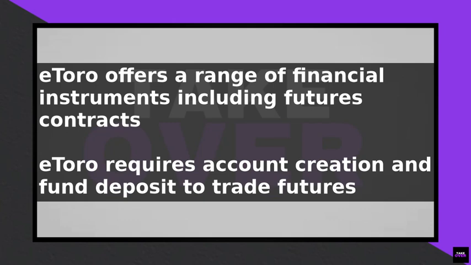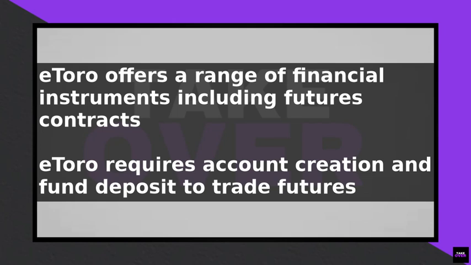Etoro is a well-established online trading platform that offers a wide range of financial instruments, including futures contracts. To trade futures on Etoro, you need to create an account and deposit funds. Once your account is set up, you can navigate to the futures section and browse through the available contracts.